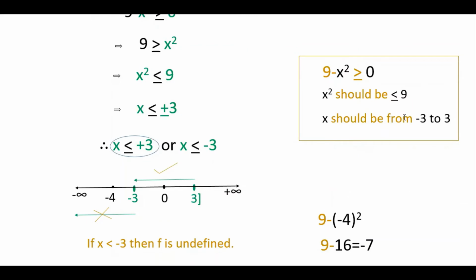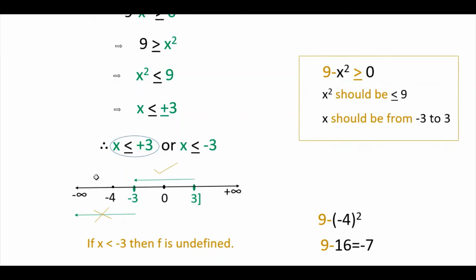So x should be from minus 3 to 3, because x square should be less than or equal to 9. That means minus 3 square is 9, and 3 square is also 9. So it should be less than or equal to 9. Then only this value is defined. And you can show this on the real number line like this. Here x is less than or equal to plus 3.